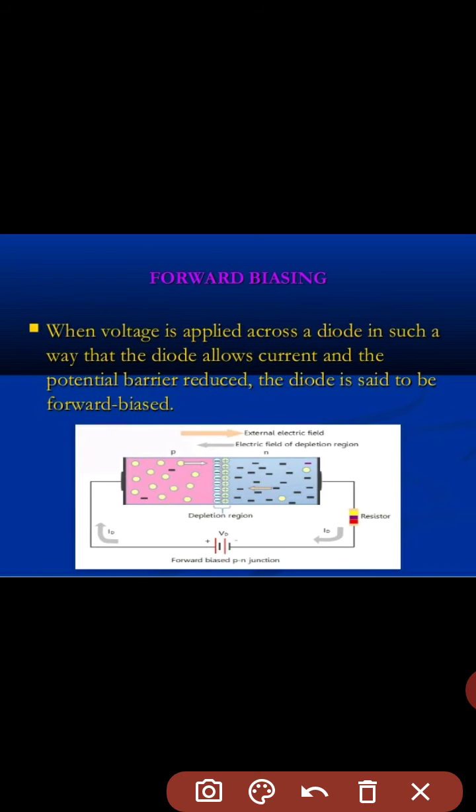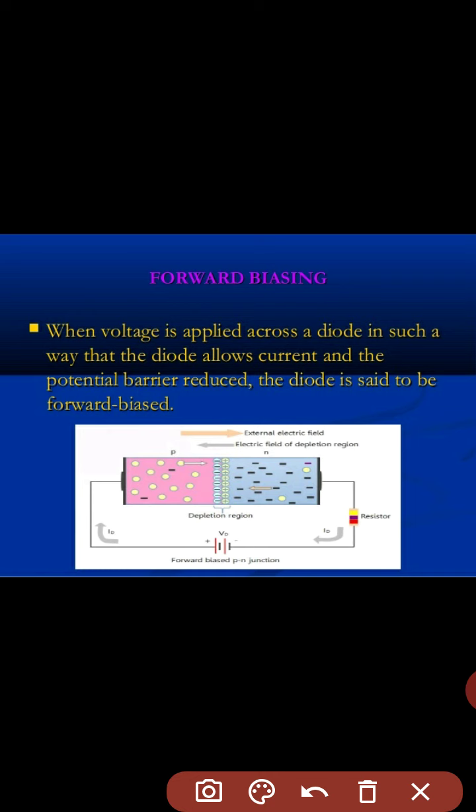So let us learn first about forward biasing. When voltage is applied across a diode in such a way that the diode allows current and the potential barrier is reduced, the diode is said to be in forward bias mode. So here, as shown by this diagram, the p-type semiconductor is connected to the positive terminal of the battery, and the n-type semiconductor or n terminal of the diode is connected to the negative terminal of the battery. Then the diode is said to be connected in forward bias mode.